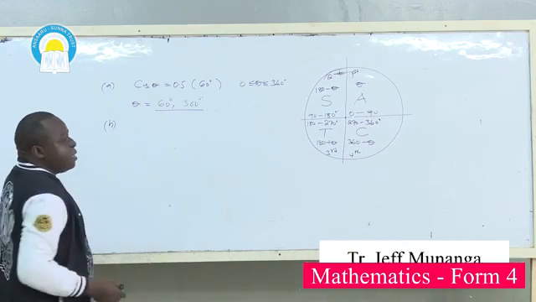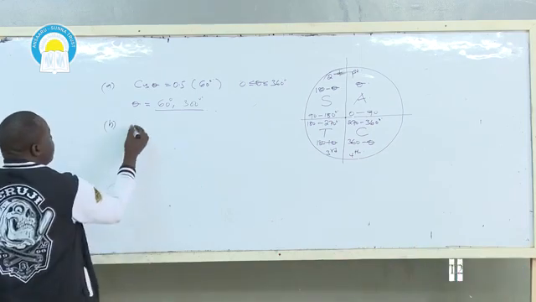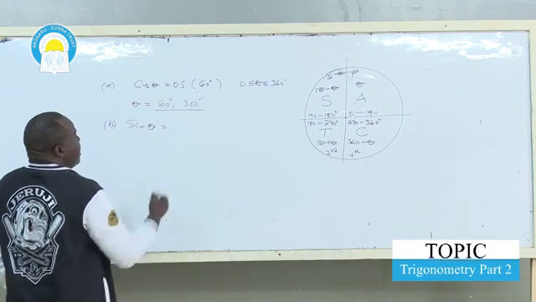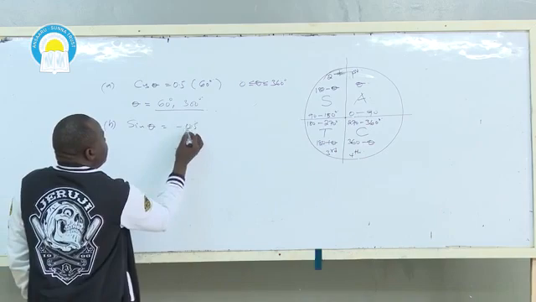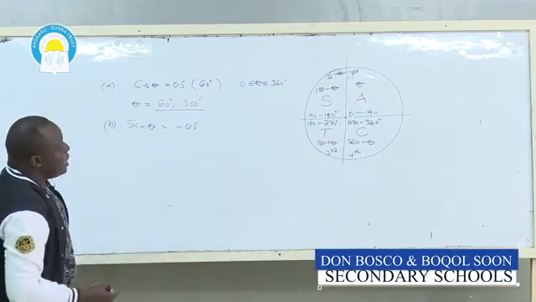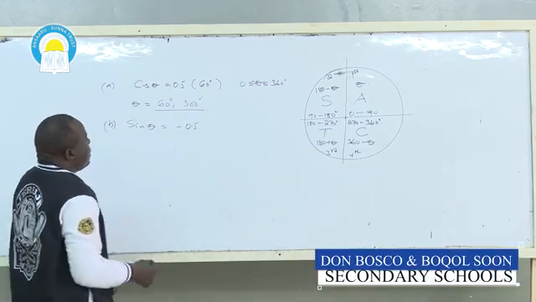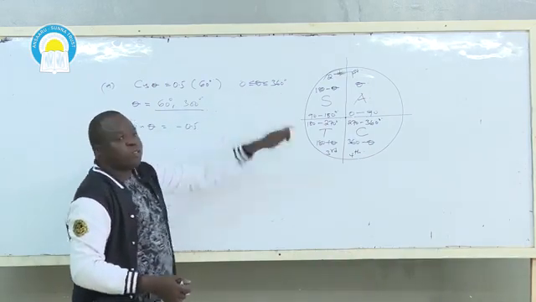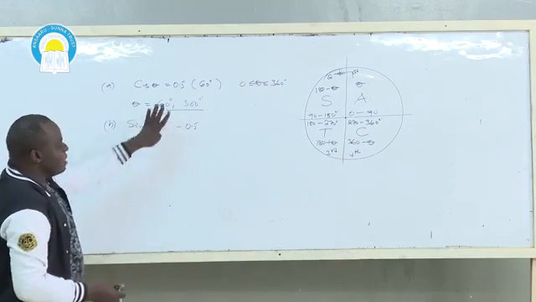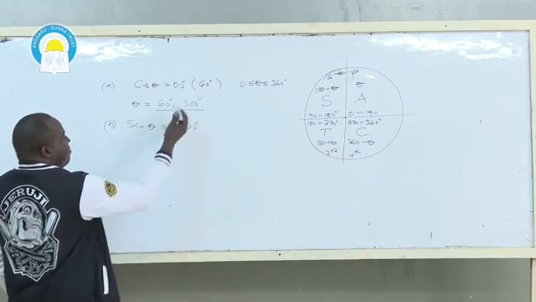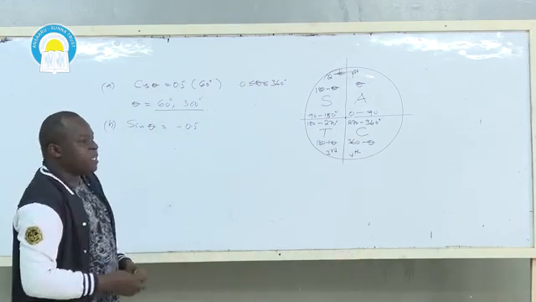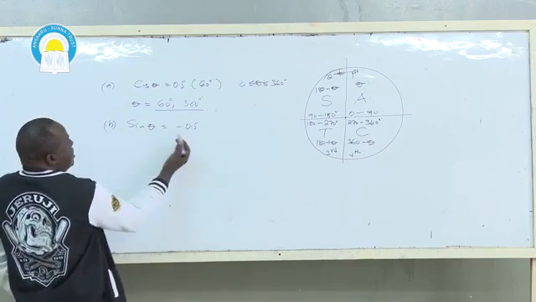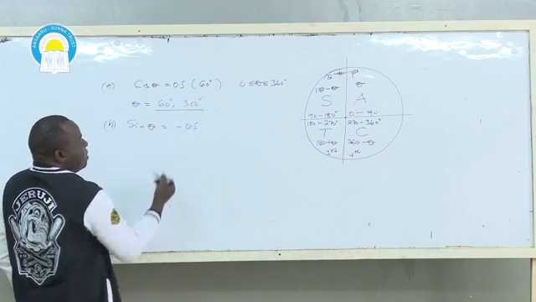Second example, given that sine theta equals negative 0.5. Let me still use the 0.5. Negative 0.5. Find the value of theta, given that theta lies between 0 to 360. Same process. But anytime I explain a question, of course you expect that there is some change. So the change in this part is there is a negative involved.